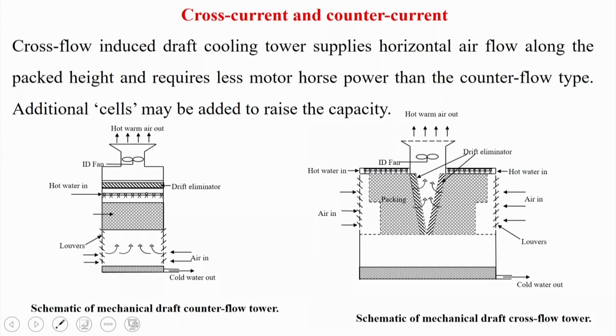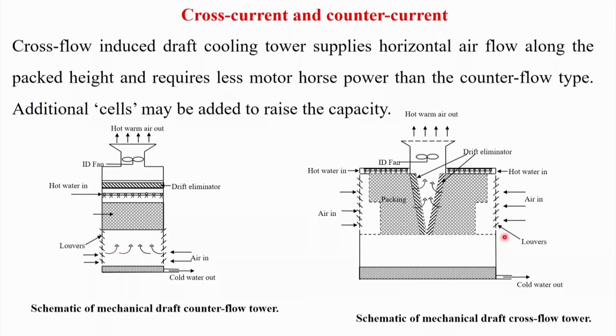On the left hand side, the schematic of the mechanical draft counter current flow tower is shown here. You see the air comes in from both sides through the louvers, and the hot water is sprayed from the top, and at the top there is a drift eliminator. In induced draft, the fans are used to take the moist, warm and low density air out of the cooling tower. So, this is the mechanical draft counter current flow cooling tower.